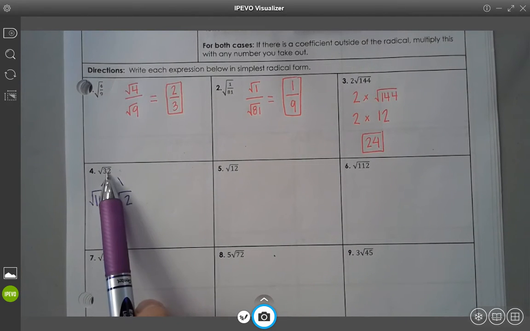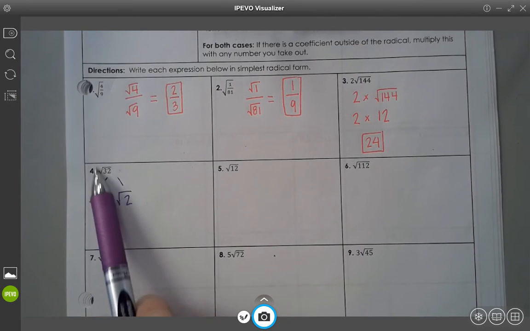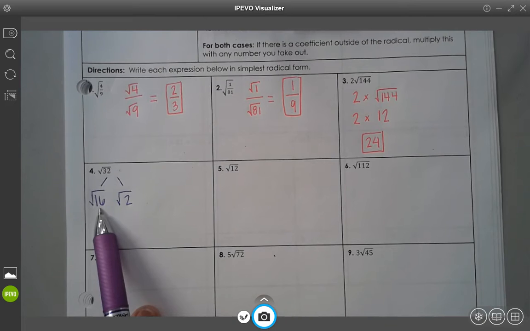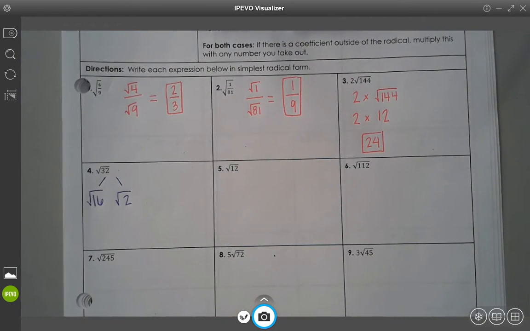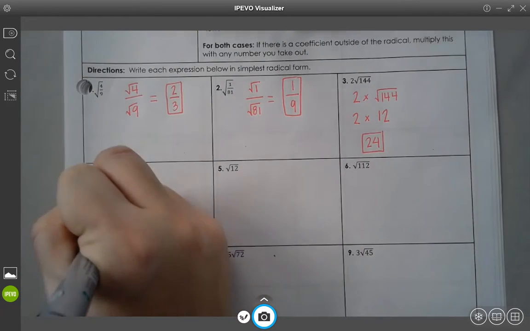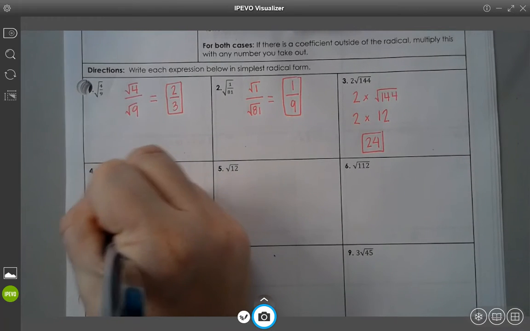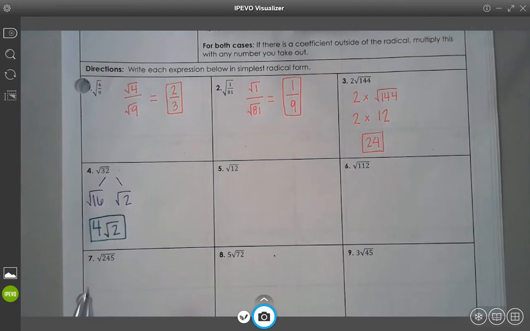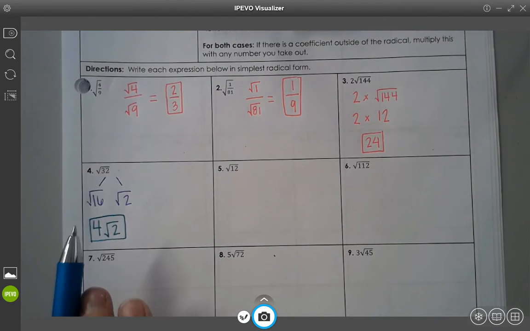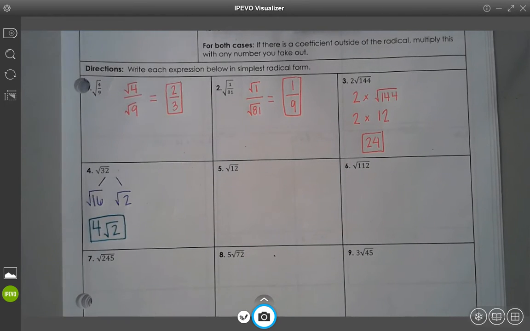So 32 is the same thing as 16 times 2. So the square root of 32 is the square root of 16 times the square root of 2. Do you know what the square root of 16 is? 4. So I'm going to rewrite that as 4. And then the one that's left over, we just leave it as square root of 2. Like this. So that is completely simplified. 4 square root of 2, or 4 radical 2.